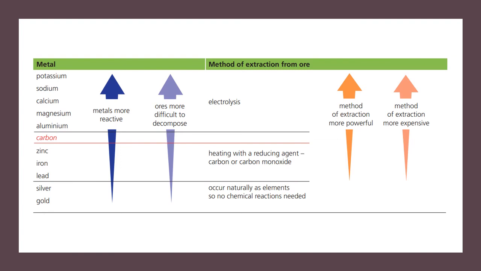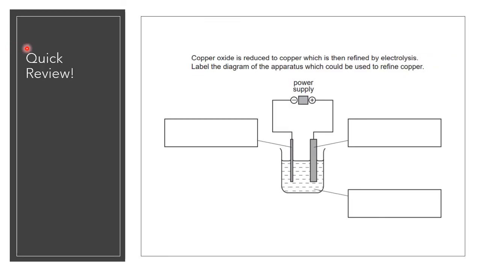Alright, so ini dia summarize kan sahaja method of extraction from ore. For the metals more reactive than carbon, dia akan gunakan electrolysis method. Less reactive than carbon, dia akan gunakan reduction by carbon. Alright. Quick review. Copper oxide is reduced to copper, which is then refined by electrolysis.